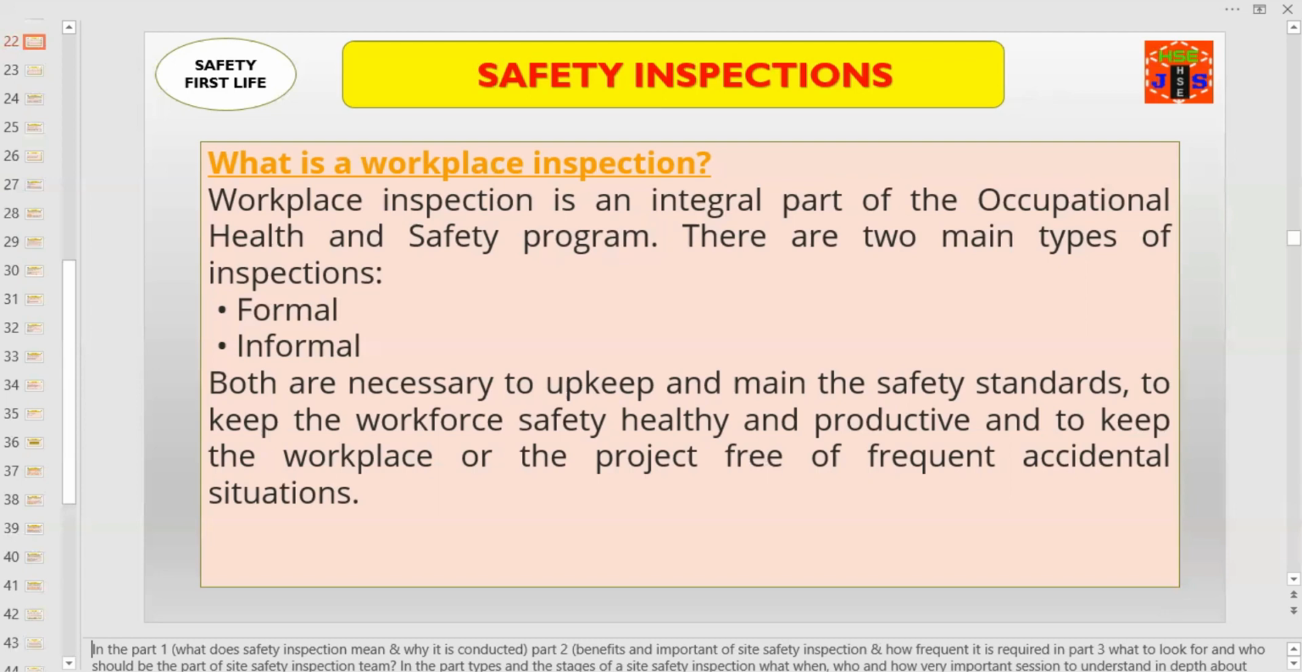In today's training session, part 4, we will discuss the different types of safety inspections, how to categorize safety inspection in different stages, and we'll try to answer the questions of what, when, who, and how. This is a very important session: how to plan and conduct a safety inspection efficiently and effectively. So, without wasting your precious time, let's get started.